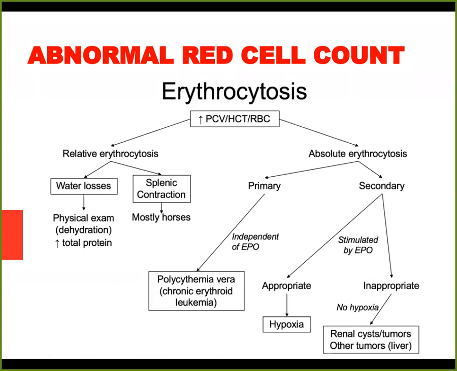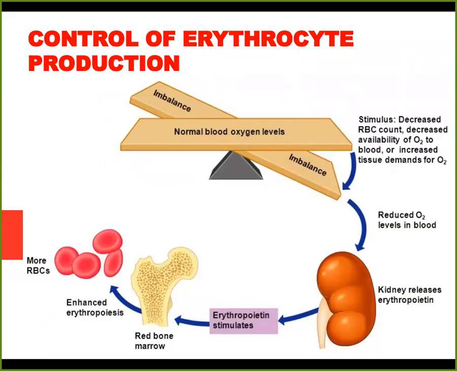For example, water loss, dehydration. It may lead to an increased concentration of red blood cells in blood, but the total amount of red blood cells didn't change. Again, you should remember this to prevent making incorrect diagnoses.